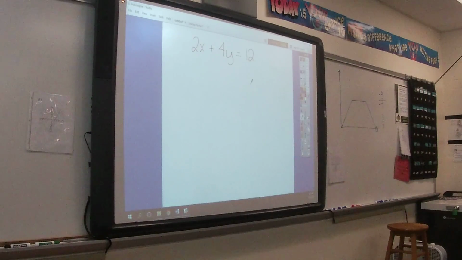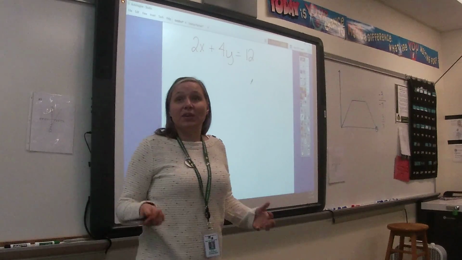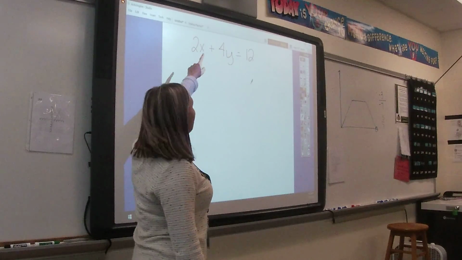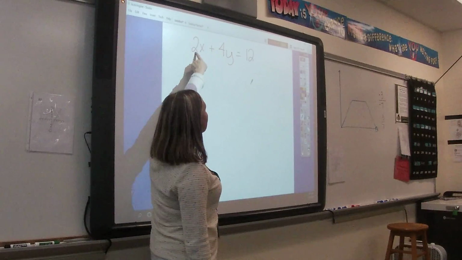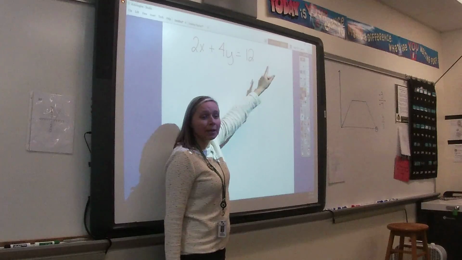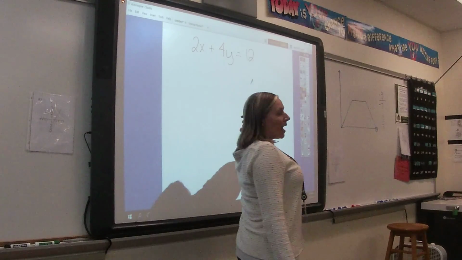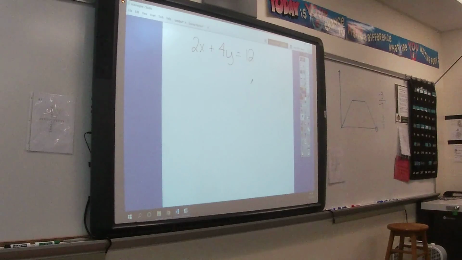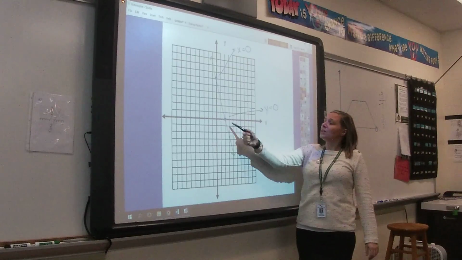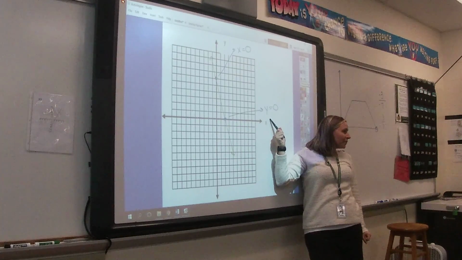Okay, instead of solving this for y, let's recognize that this is in standard form. And that x and y are on the same side of the equal sign, right? Which means that ax + by = c. And if I want to find the x-intercept, what did I say y would have to equal? If I want to find the x-intercept, what does y have to equal? 0.